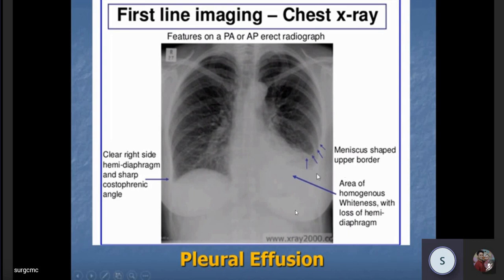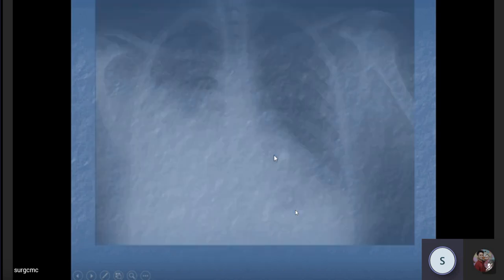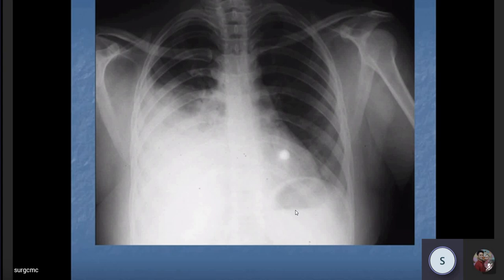In pleural effusion, of course, there will be opacity on any of the lungs or both of the lungs, but the upper margin should always be a crescent shaped opacity, which is a homogeneous opacity, with loss of the costophrenic and cardiophrenic angles, and it is a pleural effusion. This is another example. Then what is it? Is it also a pleural effusion?